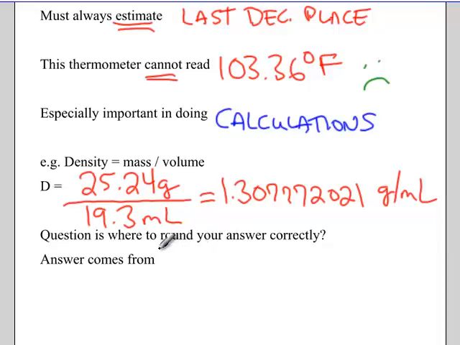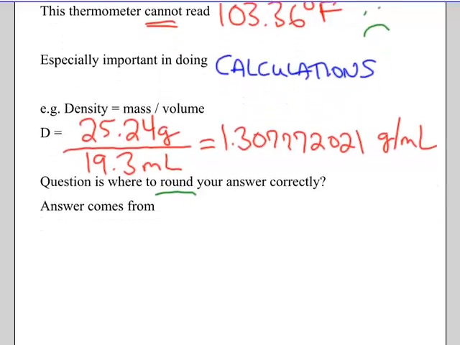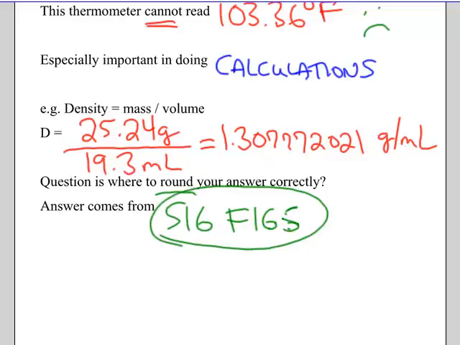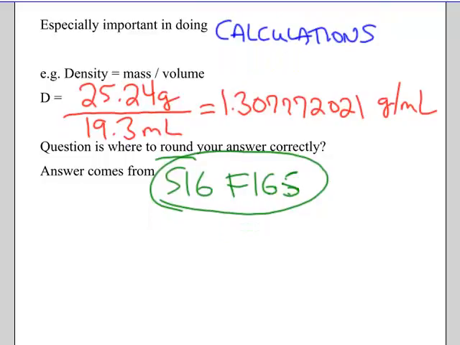So now the question is, where do we round this? Is it 1 gram per milliliter, 1.3, 1.31? Do we record all of the digits? And the answer to that kind of question is the concept of significant figures, or sig figs. So before we can answer the question of where to round this, first we need to learn the rules of significant figures. What digits have significance, which is another way of saying which digits have meaning and which ones do not.